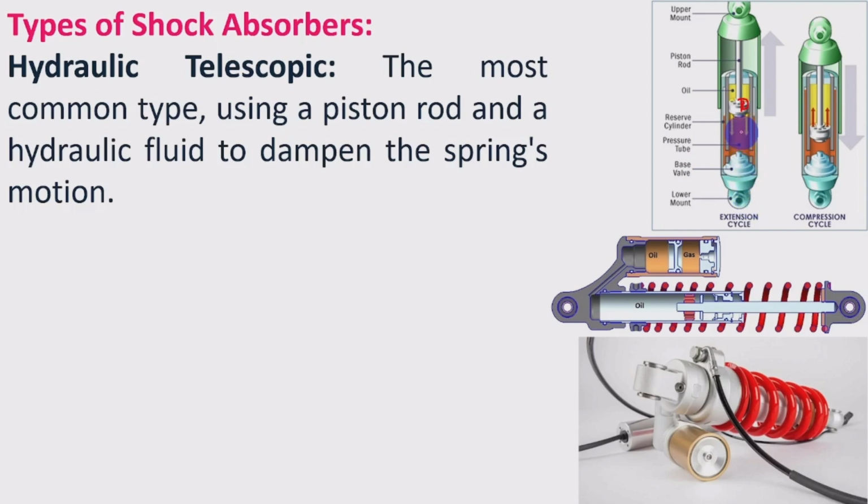During the extension cycle, when this shock absorber is extending, we can see here the fluid from the oil container flows to this pressure tube, and thereby extension will be taking place. That will be the normal way it extends. And during the compression, the fluid will be passing through these tiny holes, orifices, and thereby the movement will be slowed down and absorbed.